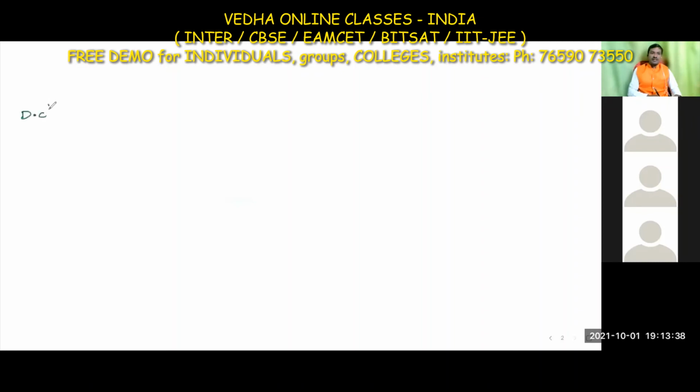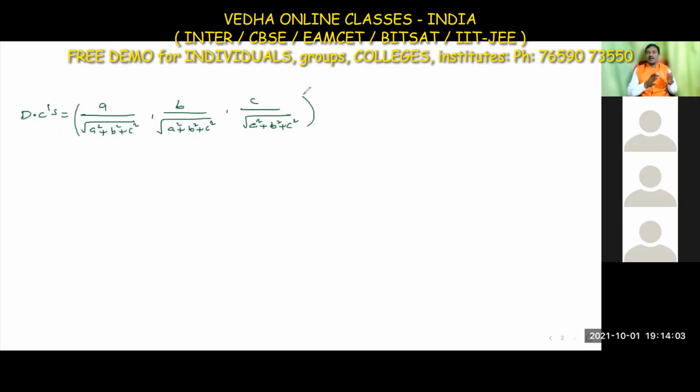For finding the DCs, the formula is A divided by under root of A square plus B square plus C square, B divided by under root of A square plus B square plus C square, and C divided by under root of A square plus B square plus C square. This is the formula here. Now we are going to find with case 1 and case 2.